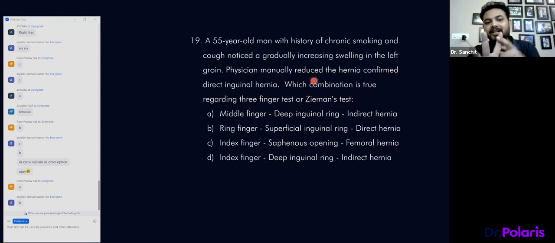Index, middle, and ring. Index finger we use to palpate what? Index finger for deep inguinal ring. Middle finger for superficial inguinal ring, and ring finger for saphenous opening. So deep, superficial, femoral, right? So if suppose I put these 3 fingers, if I put the index finger at the deep inguinal ring, I will get an indirect hernia. Simple, right? Do I use a middle finger at the deep inguinal ring? No. Did I use a ring finger at superficial inguinal ring? No. Did I use an index finger at saphenous opening? No. Only this is right. Simple. So index finger for deep ring, middle finger for superficial ring, and your third finger for saphenous opening. This is what the Z-man test is.